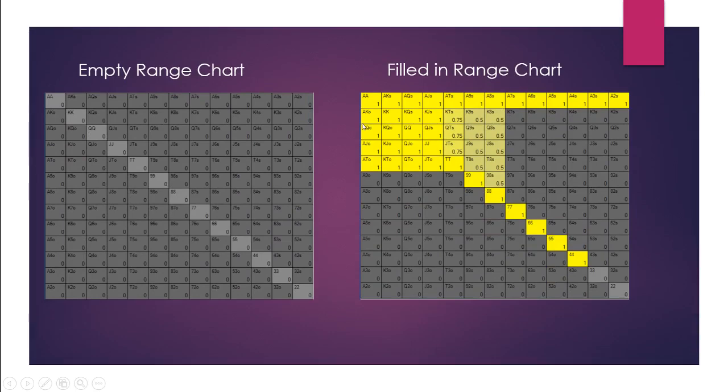So for the visual representation, this is an empty range chart. You can see there's nothing highlighted, and this is a partially filled in one. So anything with a 1 next to it means we have all of these hands all the time. A 0 means that we never have these hands, and any number in between means we sometimes have these hands. This is not any particular range. I just highlighted a bunch of stuff and put it in a picture here.